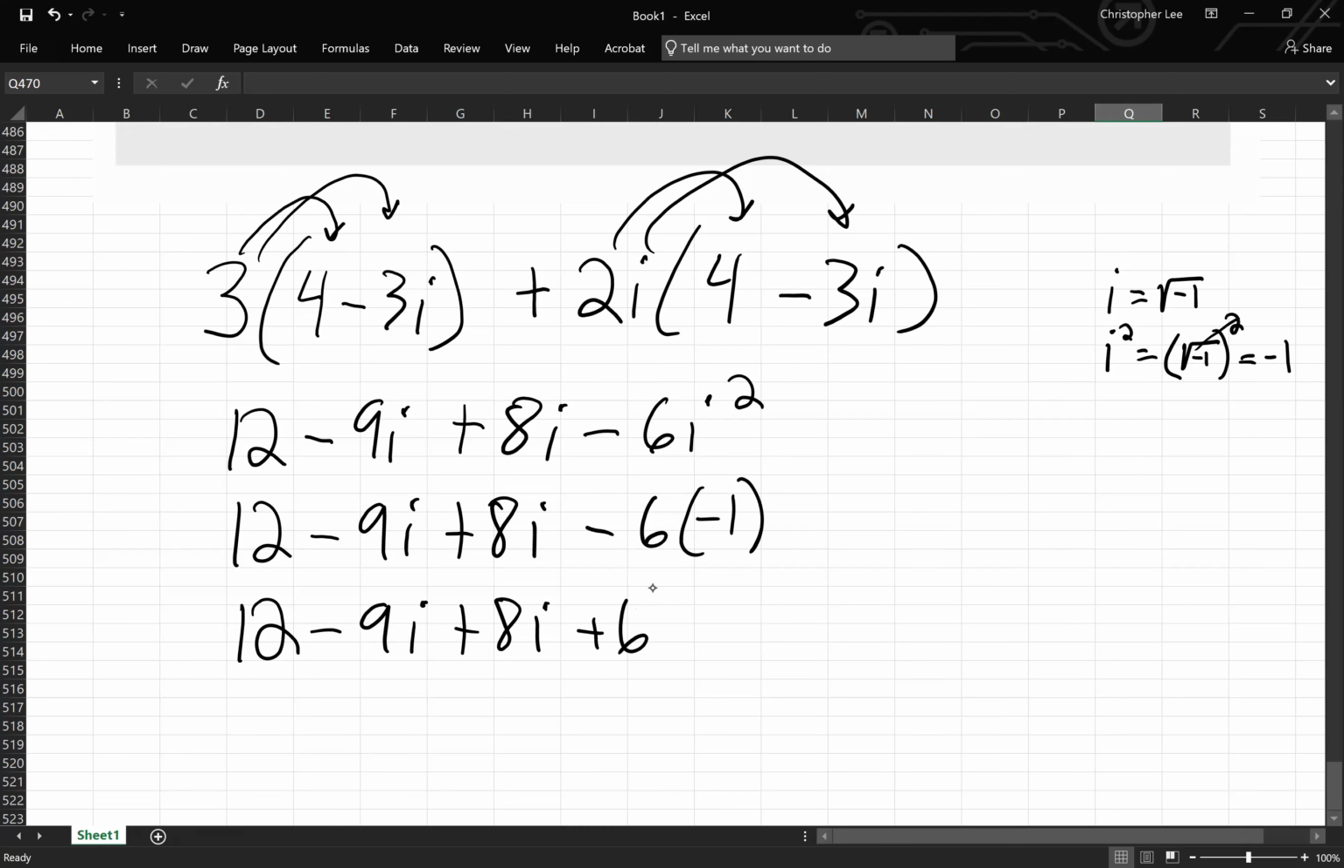Now you want to combine like terms, right? So what's 12 plus 6 again? It's like what, 16, 17, 18, right? And then here's a hard one. Negative 9i plus 8i is what? All right, I'll take it. Negative i, right? Oh, shoot. What's going on? Negative i. This is my final answer.